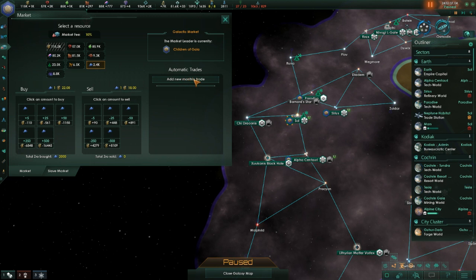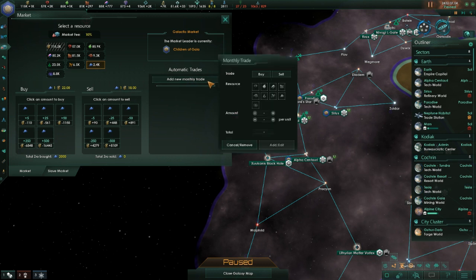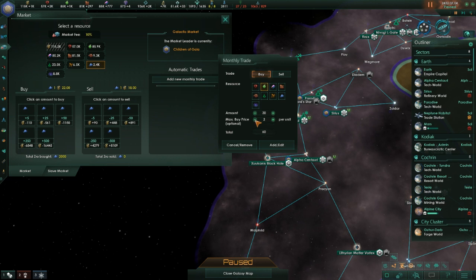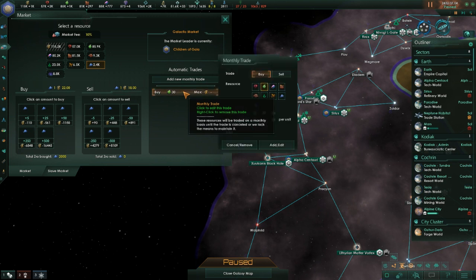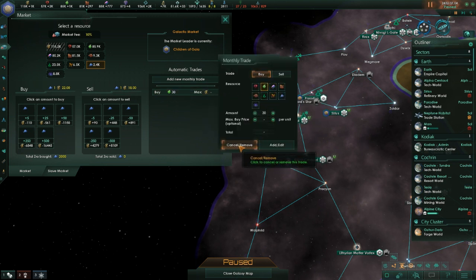And then over here on the right hand side, this is automatic trades. Add new trade monthly. So I can go in here and I could say, okay, I'm running low on food. Okay, so let's buy food. I'll buy 30 food per month. This whole max buy price is basically if the unit gets beyond this point, stop purchasing. But it'll buy 30 food a turn. Add. And now, every turn, this will buy another 30 food off the market automatically. Eventually, I'll get to a point where I don't need it anymore. I can just click, go to cancel remove. Boom, done.